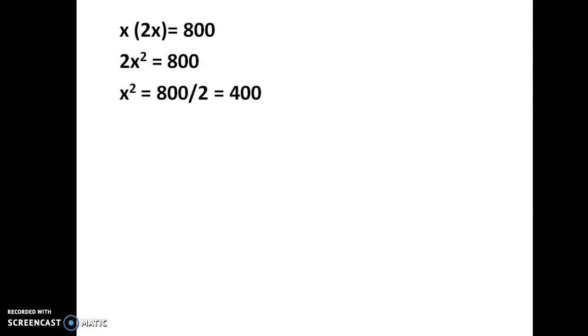So we have to find out the value of x. We are bringing the 2 to the RHS, so it will be 800 divided by 2. So you will get 400. That is x square. So we want x now. What to do? We have to take the square root of 400. So square root of 400 will be plus or minus 20 meter.